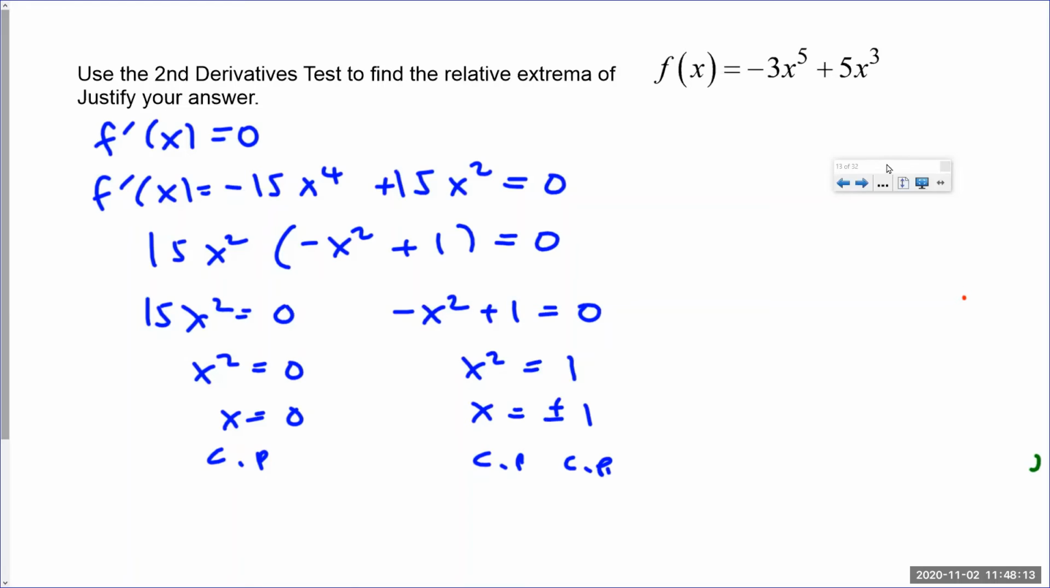Okay, I'm going to go find all of these 3 critical points and figure out if my second derivative is less than or greater than 0. Okay, so let's figure this out.